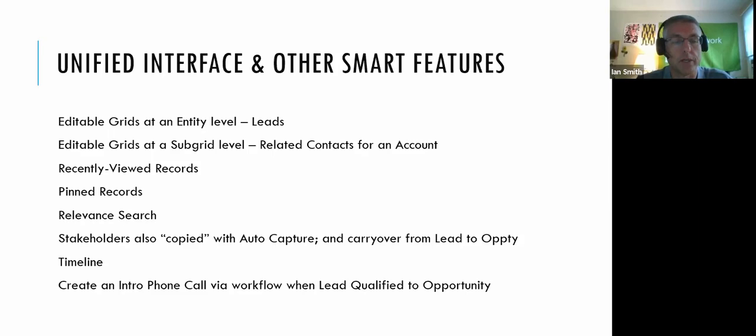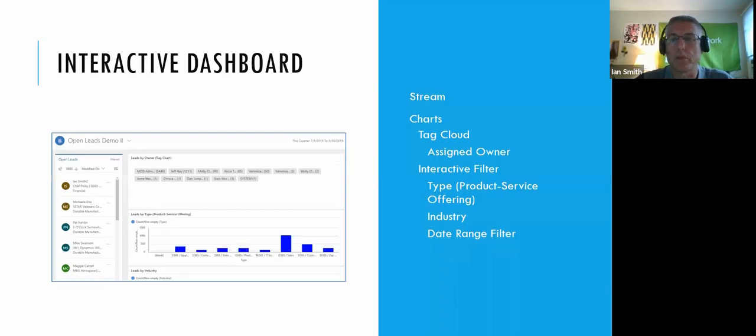Timeline, we're going to show you how to create emails, phone calls within the timeline, and the emails will be good for that email engagement part of the demo. We're going to talk about that in a minute. We also throw in some workflows. This is an automated workflow that automatically creates a phone call when a lead is qualified to an opportunity. So we're going to talk about the interactive dashboard, and really just going to show you that more than talk about it.